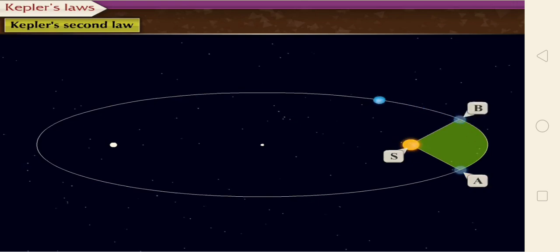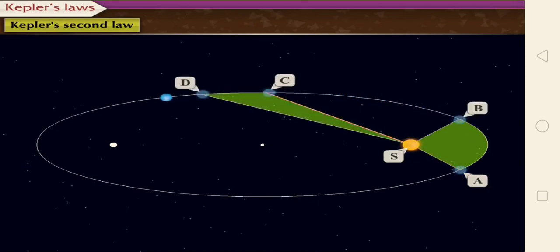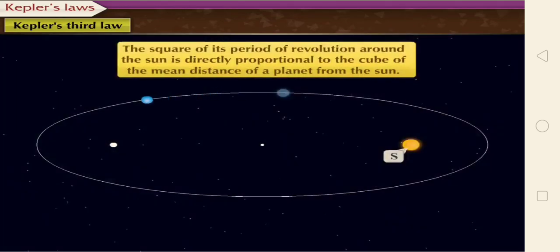This means that the straight lines AS and CS sweep equal area in equal interval of time, which means that area ASB is equal to area CSD. Kepler's third law. The square of its period of revolution around the Sun is directly proportional to the cube of the mean distance of a planet from the Sun.